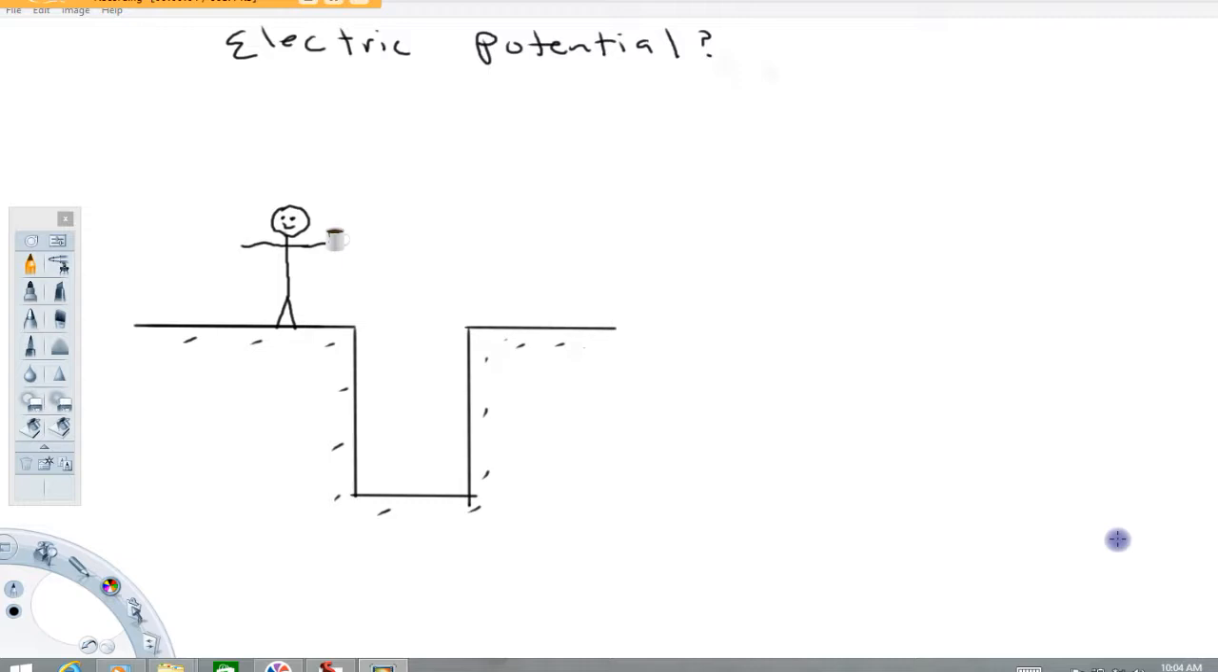I'm making this video to try to describe a very important quantity in the study of electricity, electric potential. So after watching this video, hopefully you'll know what electric potential is, why it's important, and a little bit about how to calculate differences in potential. Before we talk about electric potential, I'd like to go back and talk about what's called gravitational potential first.